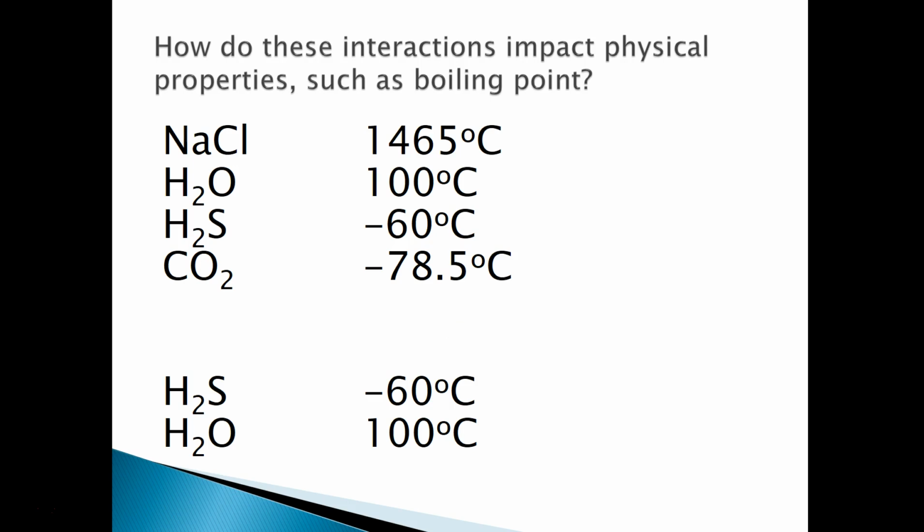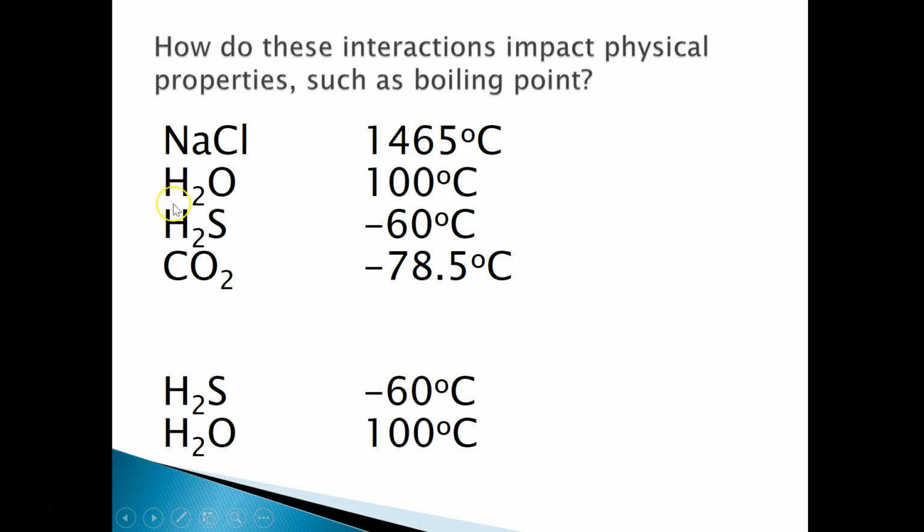If we look at these different substances, we can compare their intermolecular forces with their boiling points. So sodium chloride is an ionic substance. So we see that it has a boiling point, actually it's a boiling point, of 1,465 degrees Celsius. Very, very, very high. Now water has hydrogen bonding, and its boiling point is right around 100 degrees.